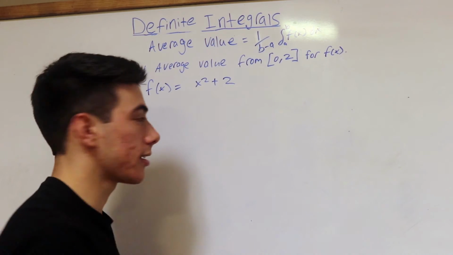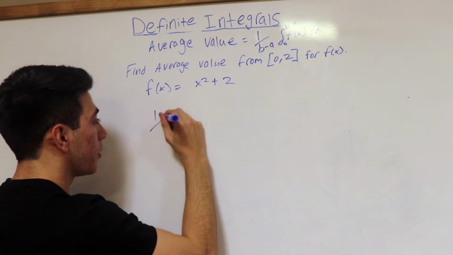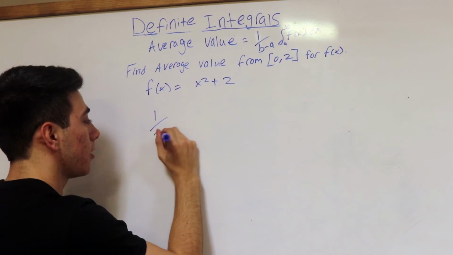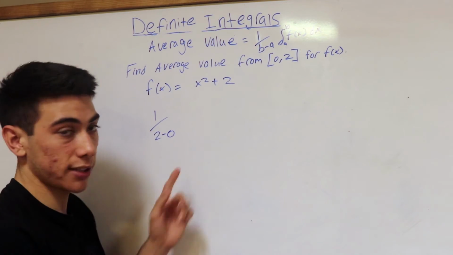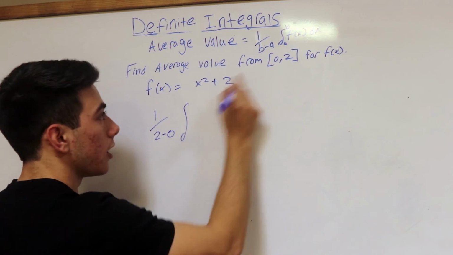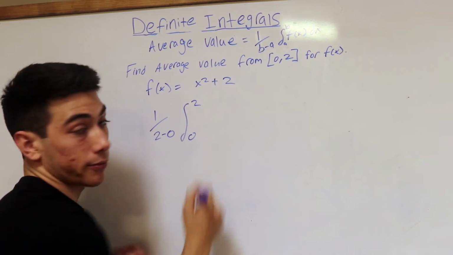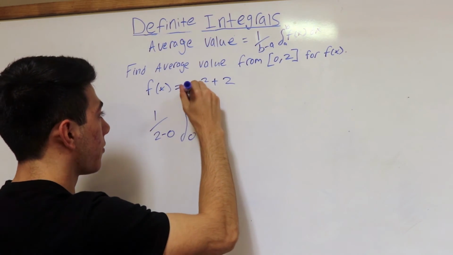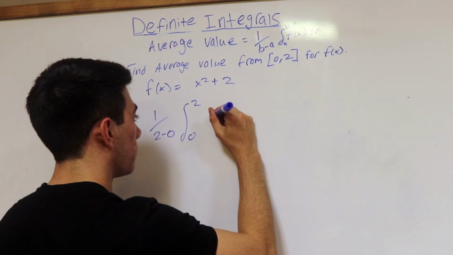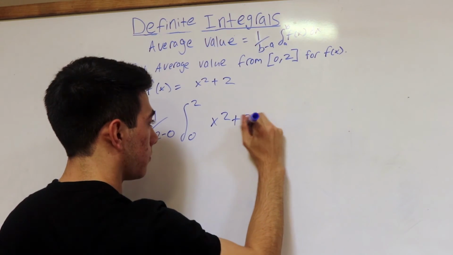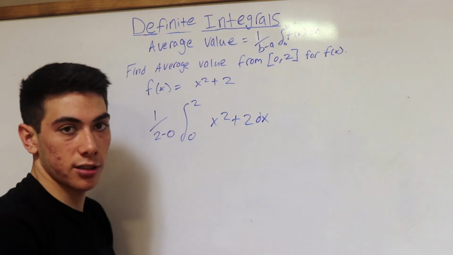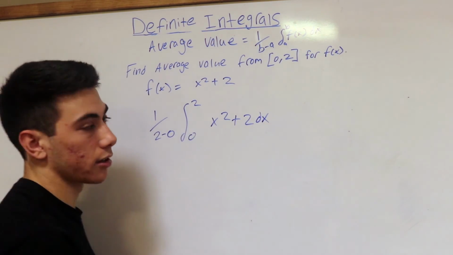Now we need to write this as an integral. First, we're going to put this fraction in front of the integral. So 1 over 2 minus 0, and then the integral from bottom to top of this f of x, which is just going to come down right here. And now we just integrate this as normal and then plug in our bounds.